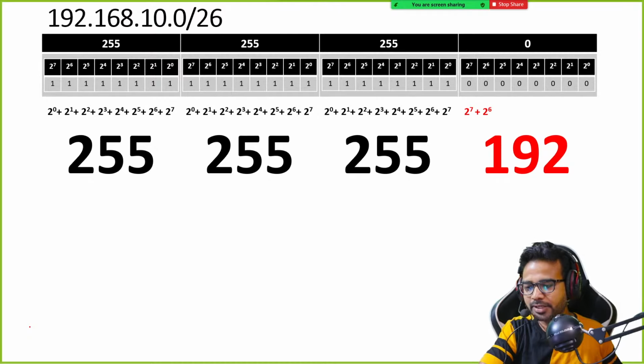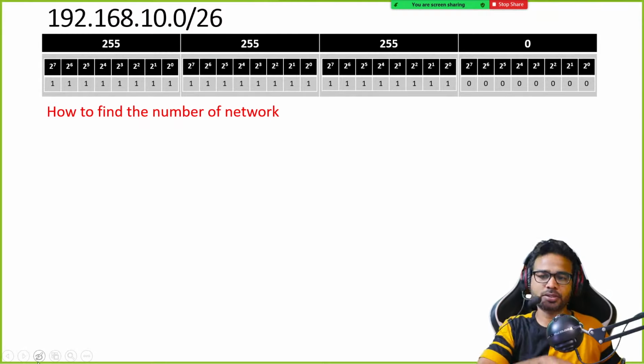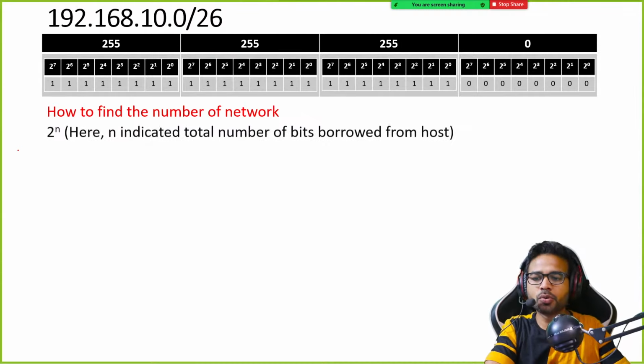Sure, I saw it. Yes, I knew that. Okay, now it's time to find the number of networks. So tell me, how many networks do we get here? The formula is 2 to the power n. Here n indicates the total number of bits borrowed from the host. Correct?